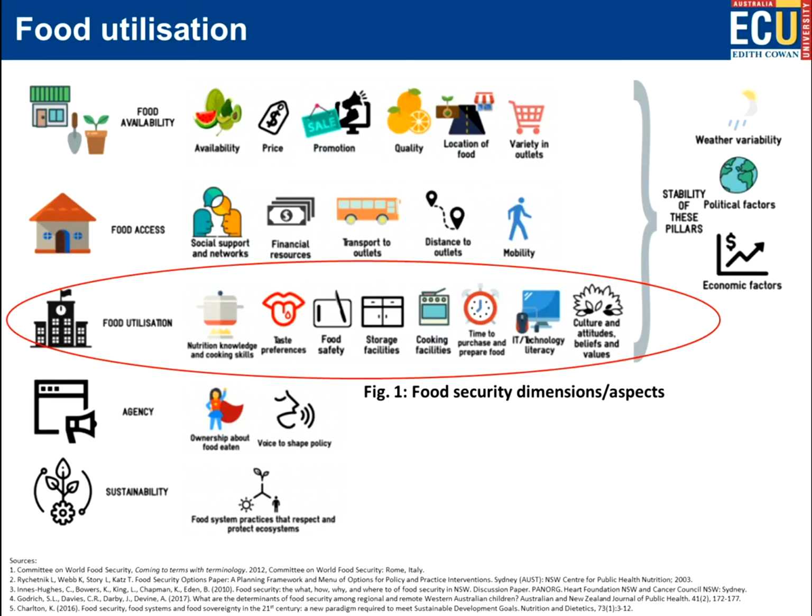Then we have time to purchase and prepare food, which is about people having sufficient time to purchase and prepare their food. We also have IT or technology literacy. So this is about having sufficient access and knowledge to use technology to complete activities such as ordering groceries, finding recipes, and interpreting nutrition information. And then we have culture and attitudes, beliefs and values, which include cultural and religious preferences.